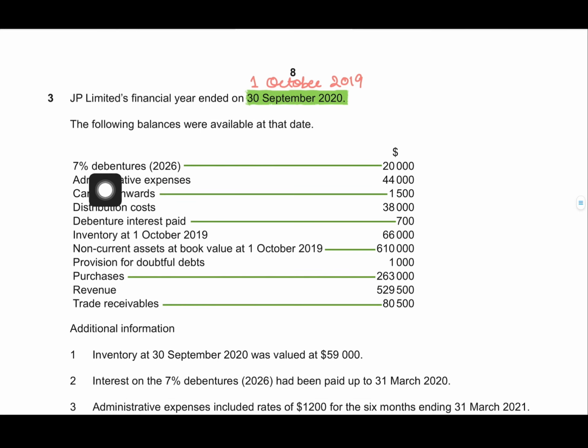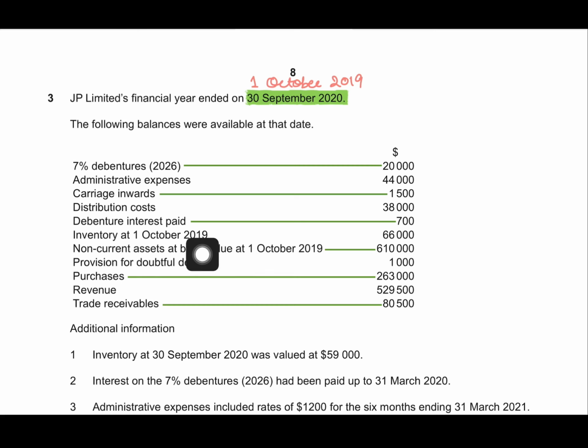So first of all, we have debentures which are repayable in 2026, right? So this is a company accounts question, therefore we have debentures. Then we have admin expenses, carriage inwards. Carriage inwards is the transportation cost which is incurred while bringing the goods into your premises. Then we have the distribution cost, debenture interest paid. So 700 is the interest which is paid during the year.